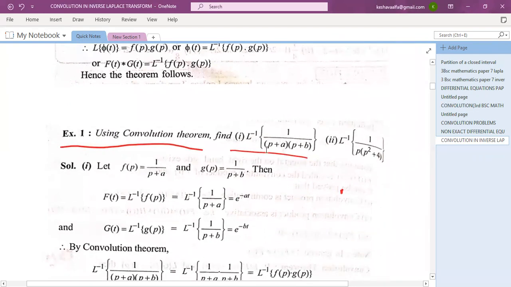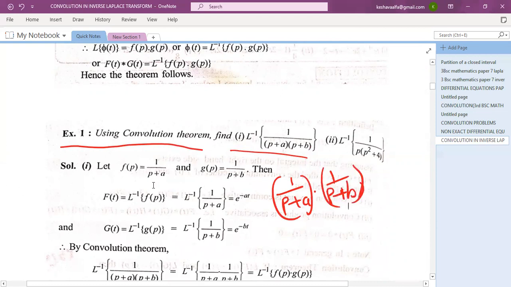So 1 by p plus a into p plus b, we can easily see, can be written as 1 by p plus a into 1 by p plus b. That is, a product of two functions. So let F of p be 1 by p plus a and G of p be equal to 1 by p plus b. So apply inverse Laplace transform. L inverse of F of p is equal to L inverse of 1 by p plus a, which is equal to e power minus at. Next, L inverse of G of p, that is L inverse of 1 by p plus b, is e power minus bt. So these two are our f of t and g of t.